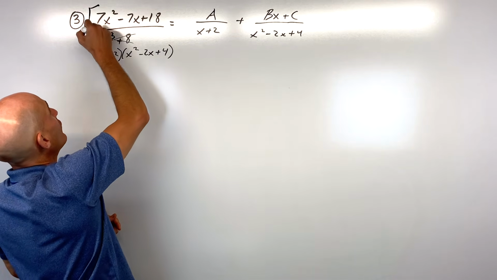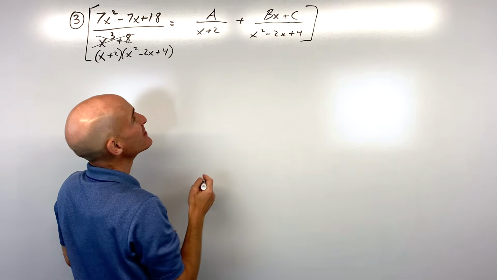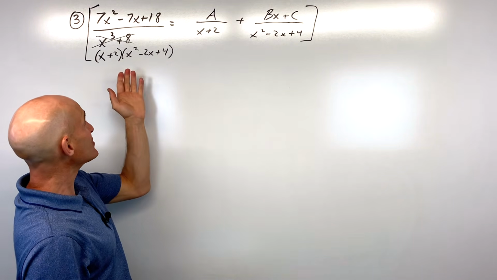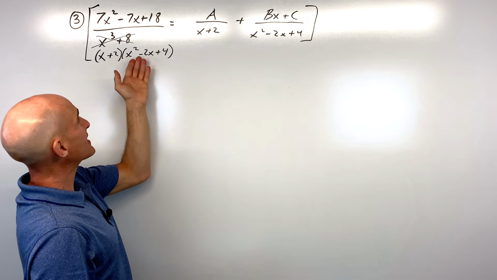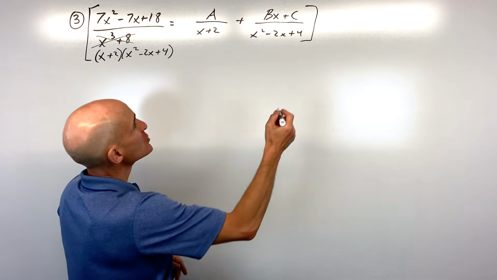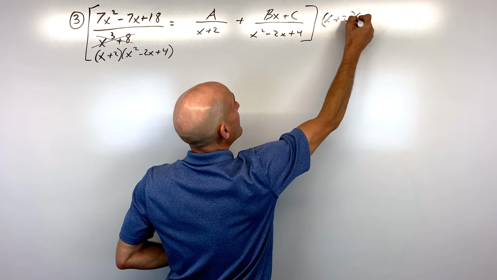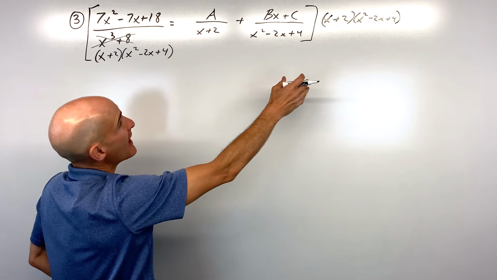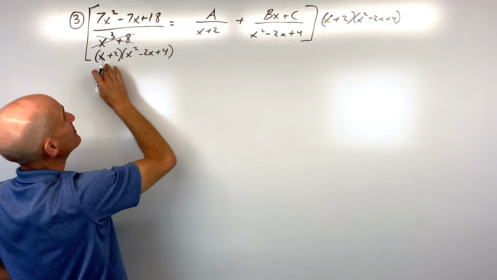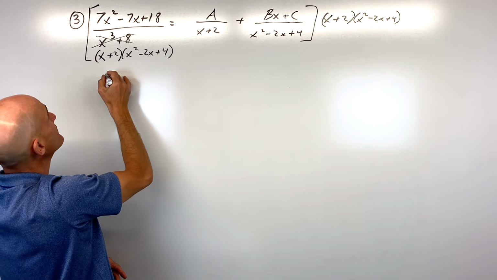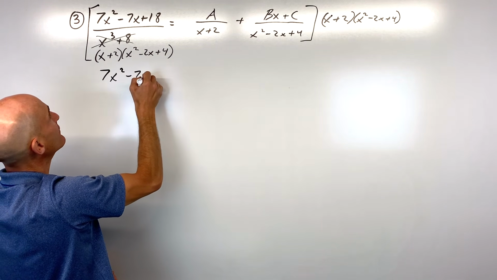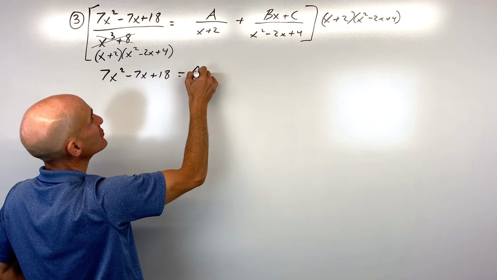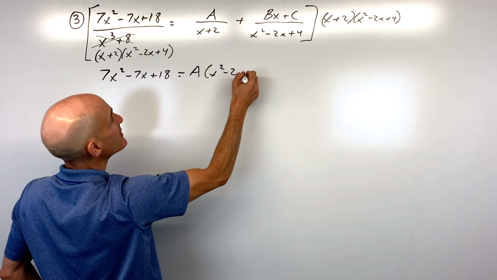The only thing we need to do now, really the main part of the problem, the toughest part, is clearing the denominators and solving for our a, b, and c in this case. So we know what our common denominator is. It's this x plus 2, x squared minus 2x plus 4. So what we're going to do is multiply the left side and the right side of the equation by that common denominator to clear the denominator. So if I distribute this to the first fraction, these are going to cancel, right? So that's going to leave us with 7x squared minus 7x plus 18. If we distribute it to this term here, the x plus 2's are going to cancel, leaving us with a times x squared minus 2x plus 4.